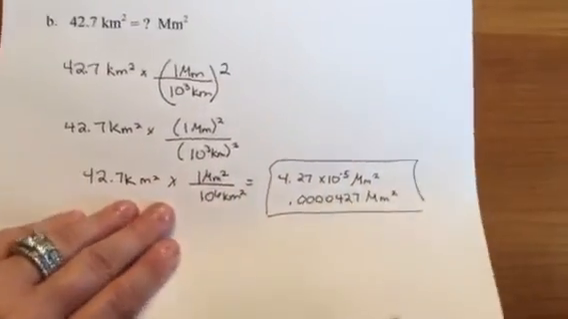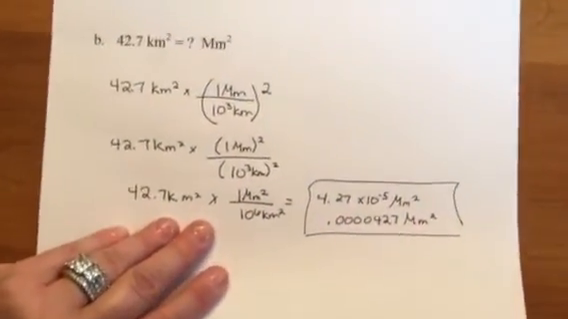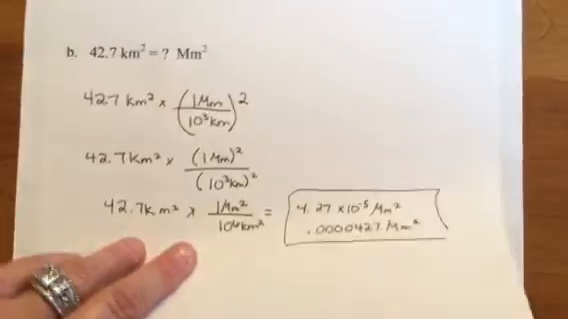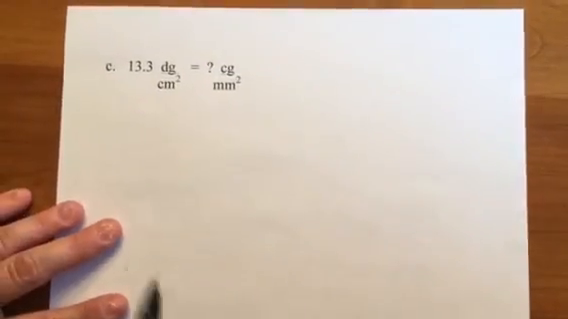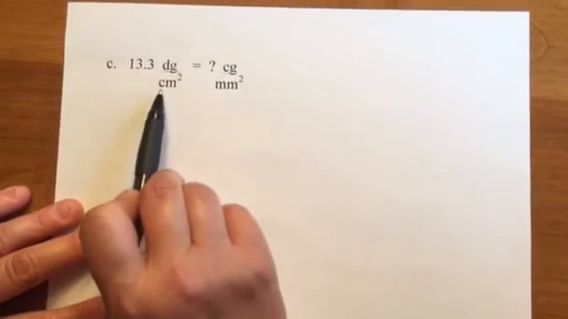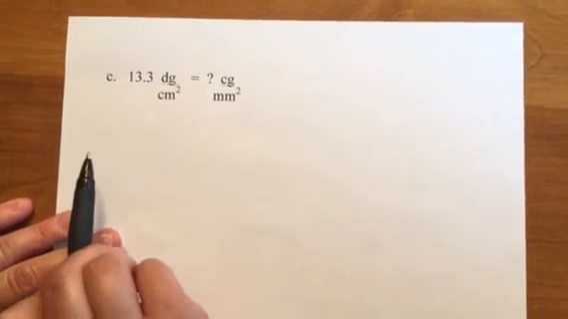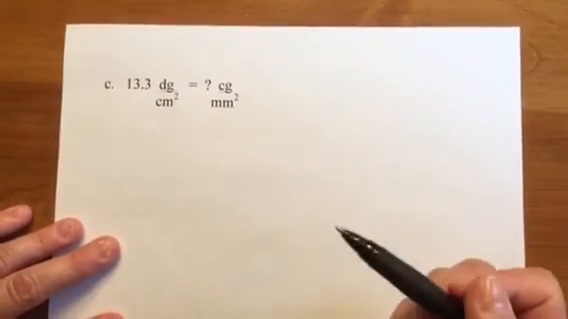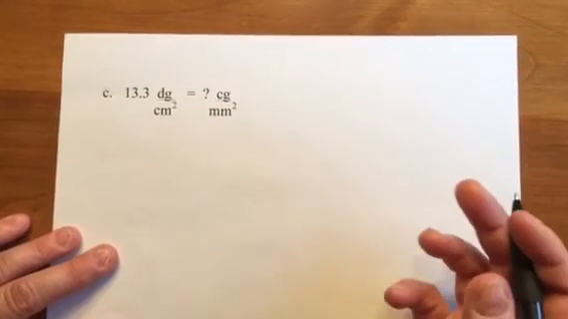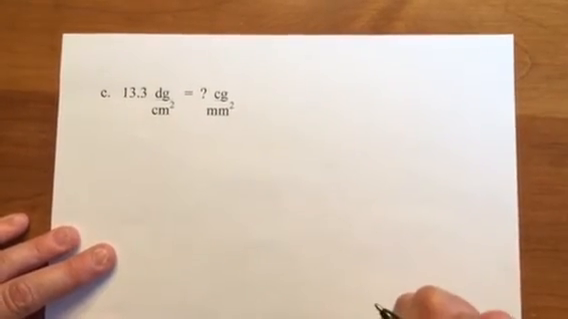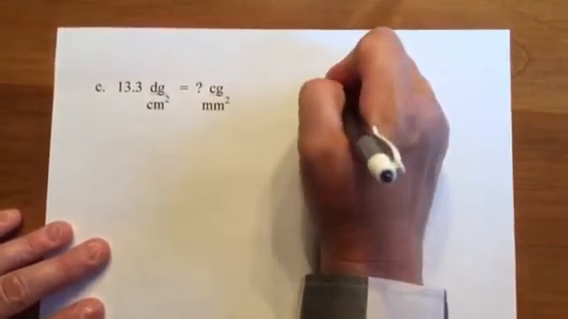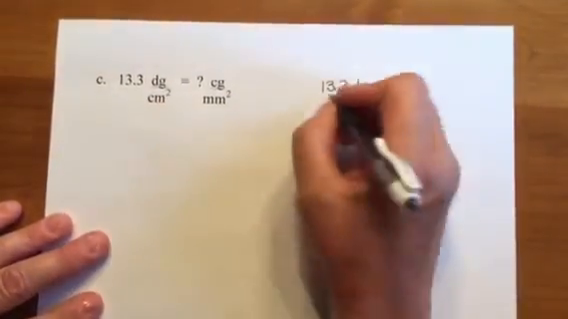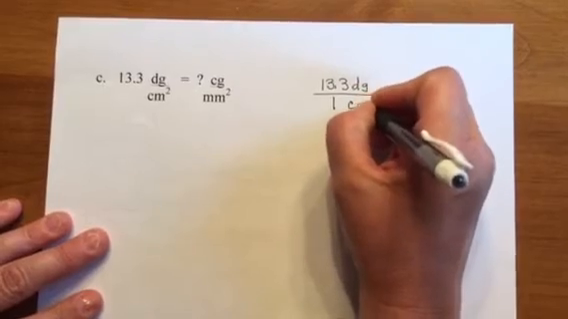So let's look at one last example. This uses a combination of the exponent procedures we're learning right now, as well as the fractional problems that we did previously today. We have 13.3 decigrams per centimeter squared. How many centigrams per millimeter squared is that? We're going to do it the way we did the previous problems, and take it in 2 parts. Remember, 13.3 decigrams per centimeter squared is the same as that over 1 centimeter squared.